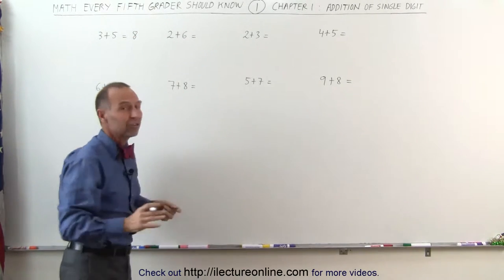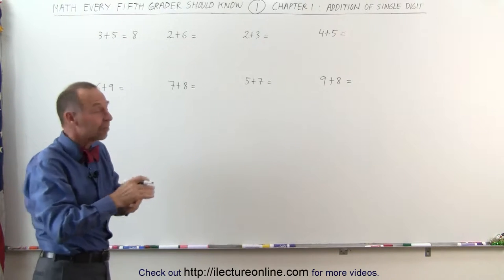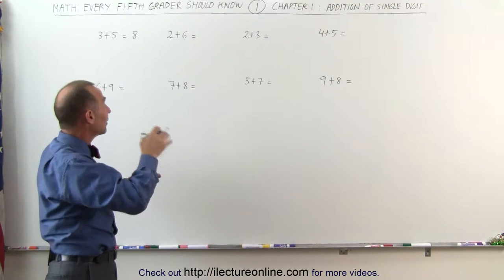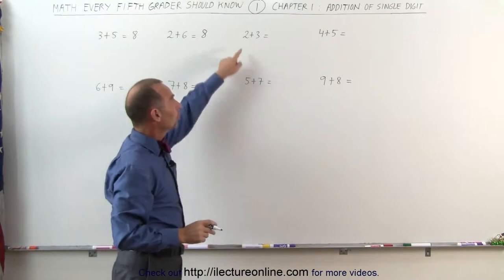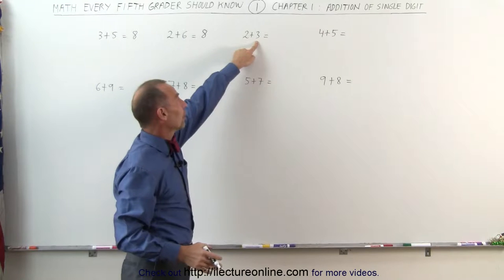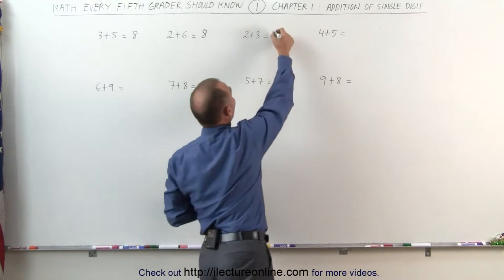Here again, we have 2 plus 6, but again, it's easier to think of starting with the bigger number, 6. Add 2 more to that, 6 plus 6, 7, 8. 2 plus 6 equals 8. 2 plus 3, same thing. We take the larger number and add 2 more to it, 3, 4, 5. So 3 plus 2 is 5.